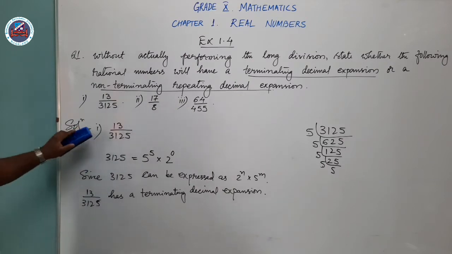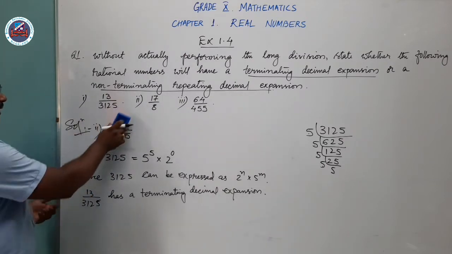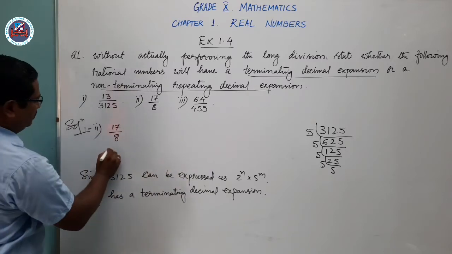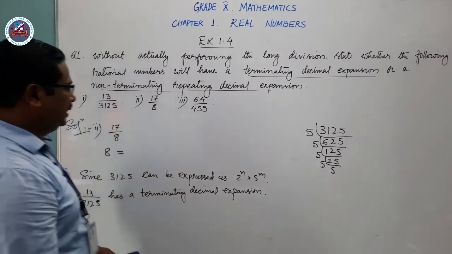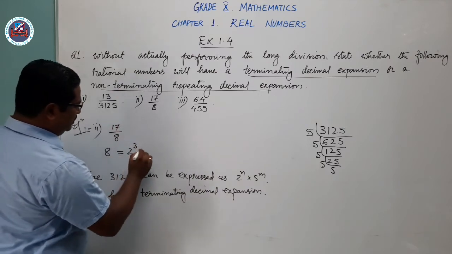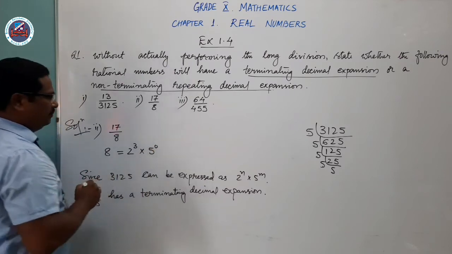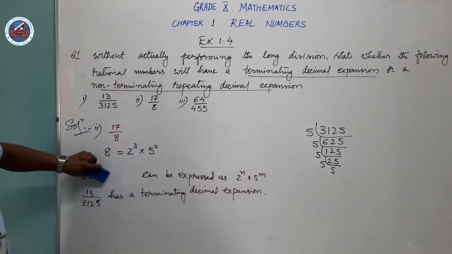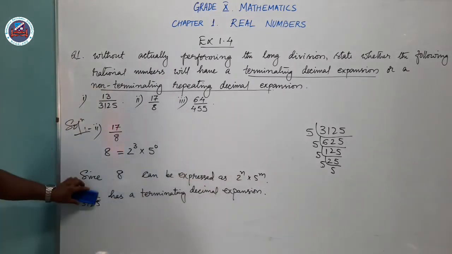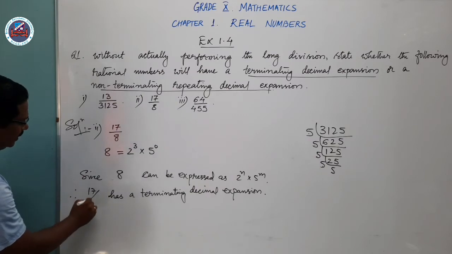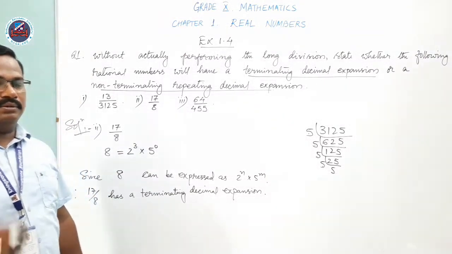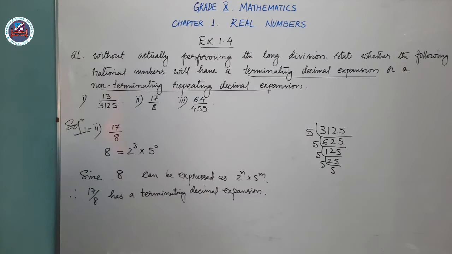Let us see the second one, number 2, 17 by 8. Here also we find the prime factors of 8. 8 is 2 into 2 into 2, or 2 to the power 3. 5 does not appear, but we can write 5 to the power 0. So in this case, since 8 can be expressed as 2 to the power n into 5 to the power m, 17 by 8 also has a terminating decimal expansion. If we divide it, the decimal expansion will terminate, it will stop.